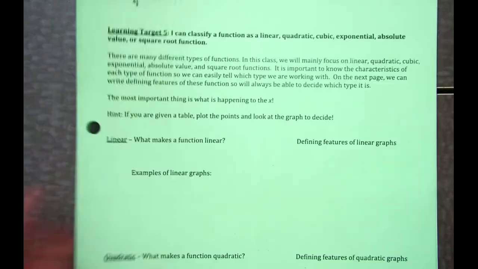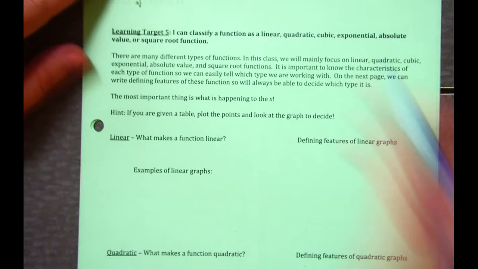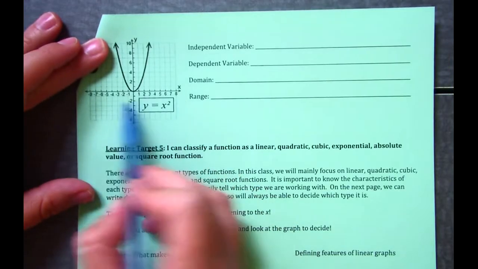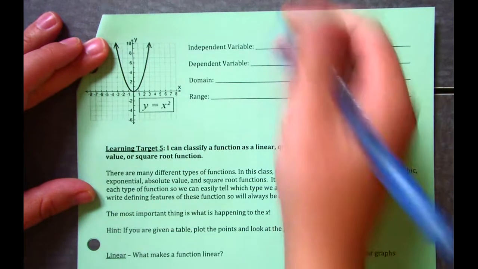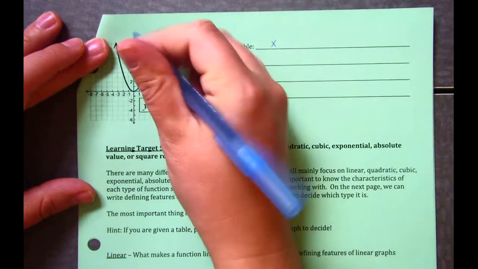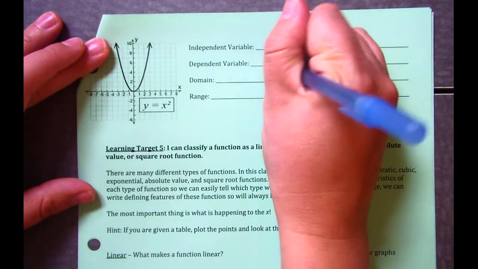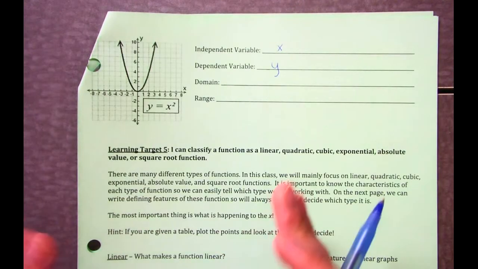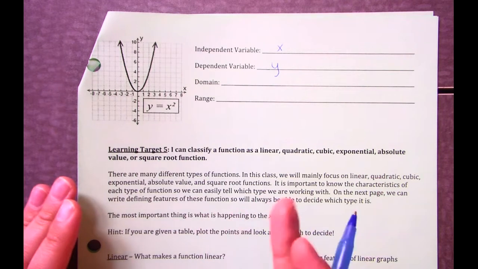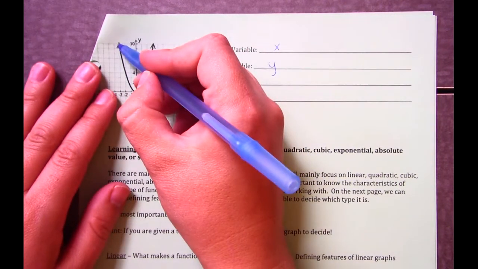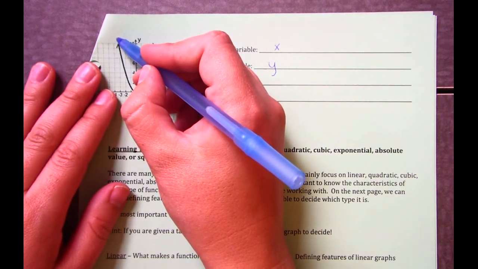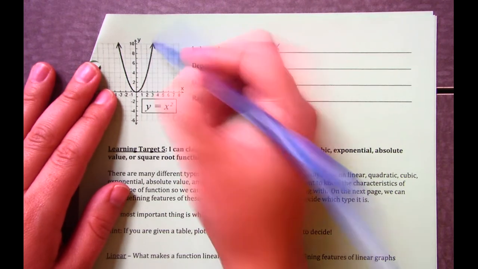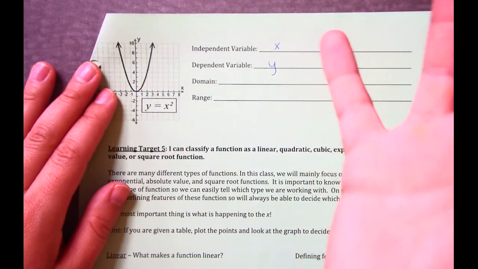Turn the page and there's just a little bit up here. The independent variable is whatever's on the x-axis, which in this case is just x. And the dependent variable is the y. Now the domain is all the x's. The problem here is that there's not a starting and a stopping point. This arrow means it goes forever to the left and up, and this one means it goes forever to the right and up.